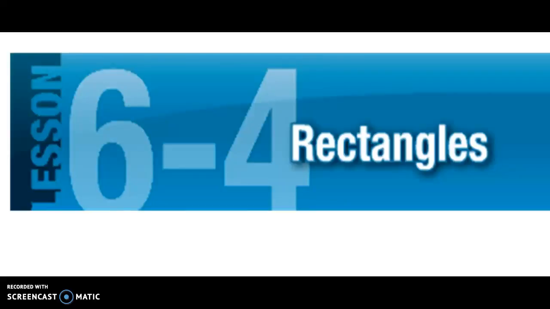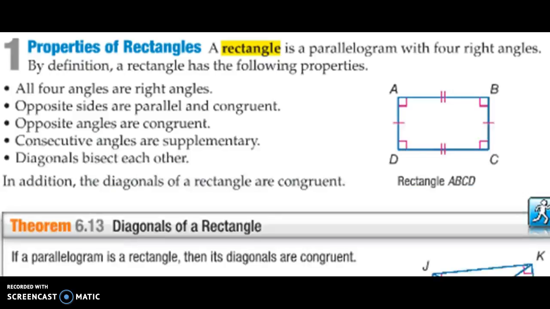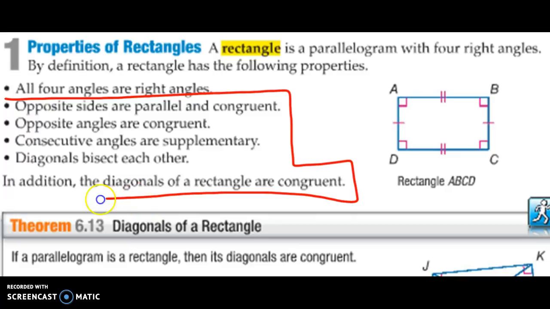So continuing to talk about parallelograms, the next shape is called a rectangle. Rectangles are parallelograms that have four right angles. So by definition, all four angles are right angles. That's what's specific to rectangles. The rest of this information, opposite sides are parallel and congruent, opposite angles are congruent, consecutive angles are supplementary, and diagonals bisect each other, is all information from parallelograms.